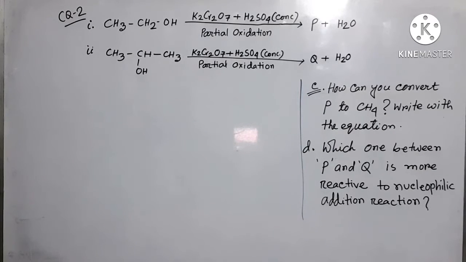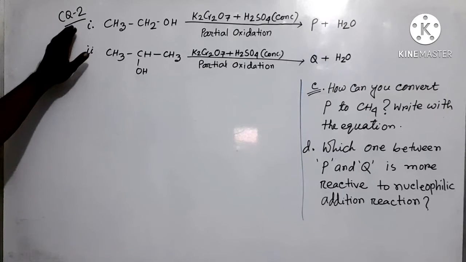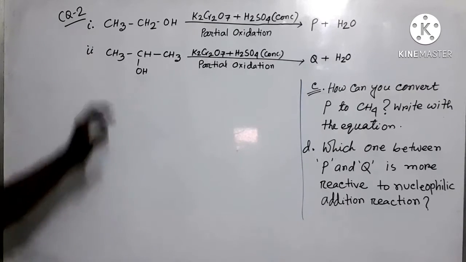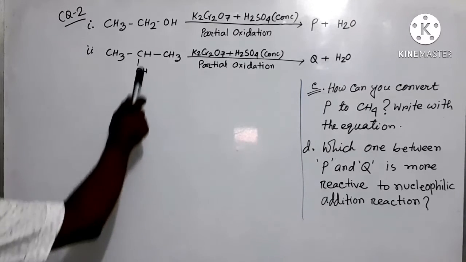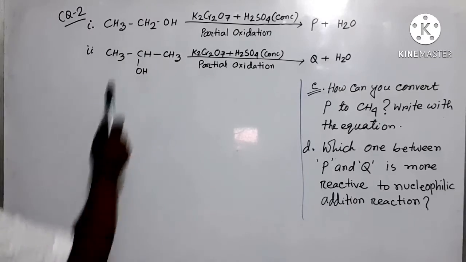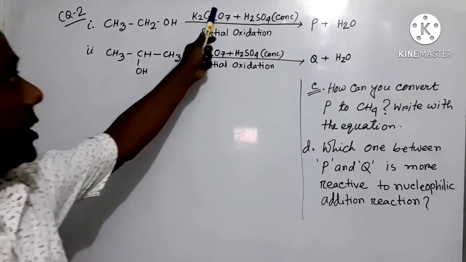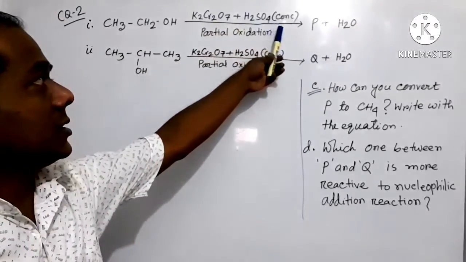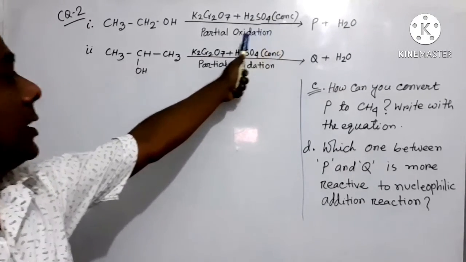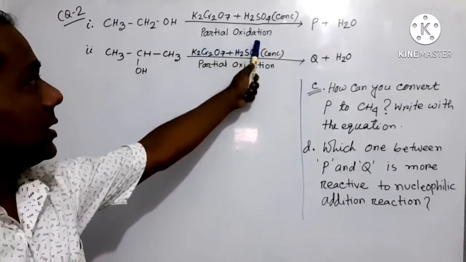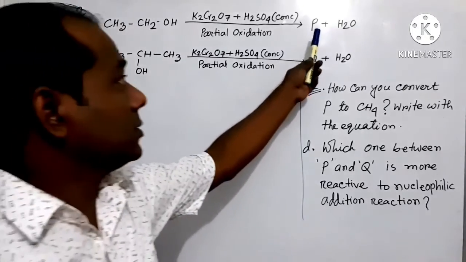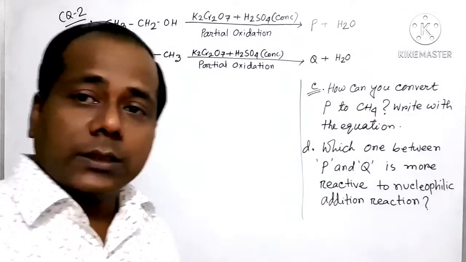Dear students, now we discuss question number 2, CQ2. Here is the given reaction: ethanol reacts with potassium dichromate and concentrated sulfuric acid. Here partial oxidation occurs, and we get a compound P plus water.